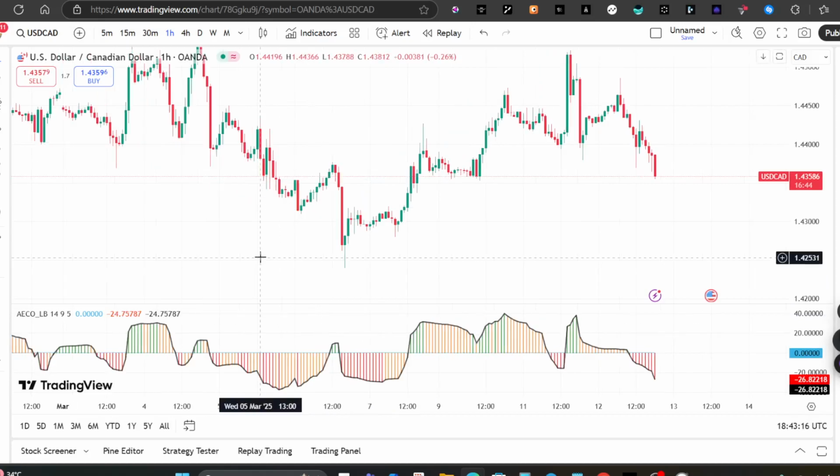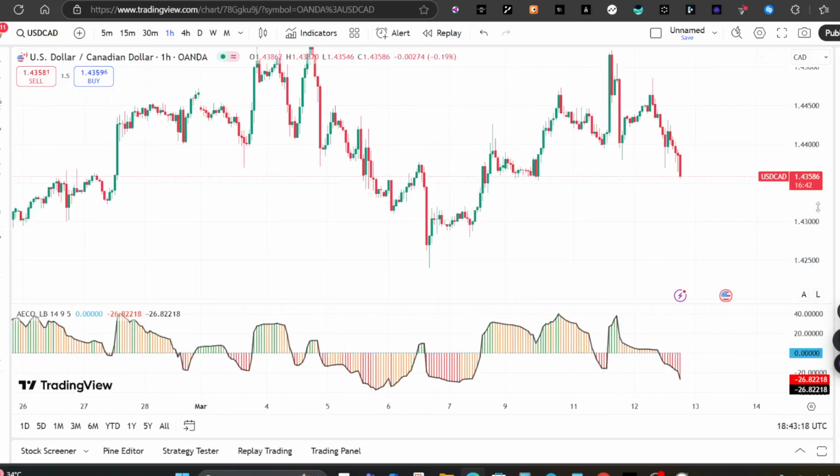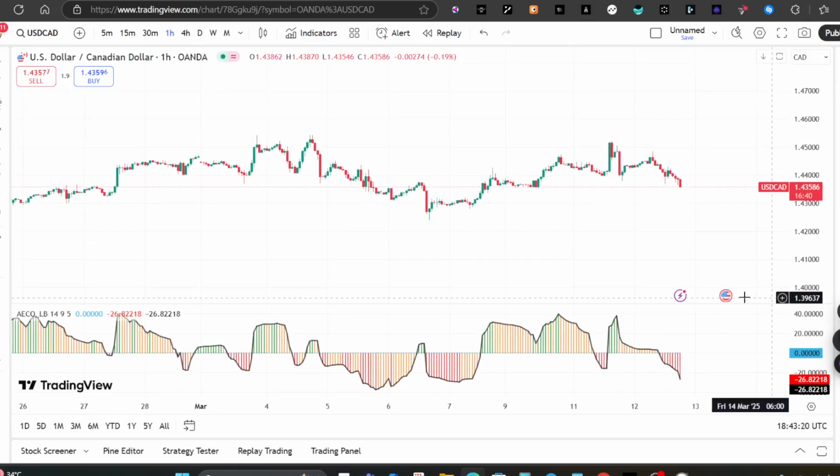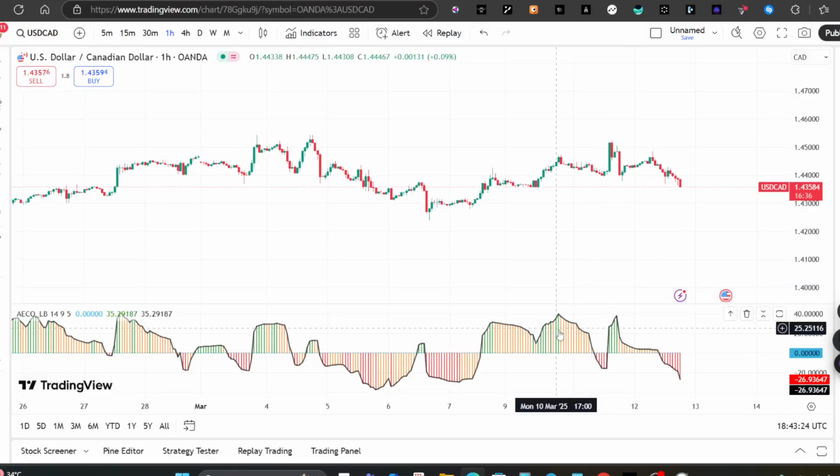What makes this oscillator unique is its ability to smooth out the noise of the market. Instead of giving you random signals, the ergodic candlestick oscillator filters through these fluctuations, allowing you to focus on the bigger picture and identify trends with more precision.